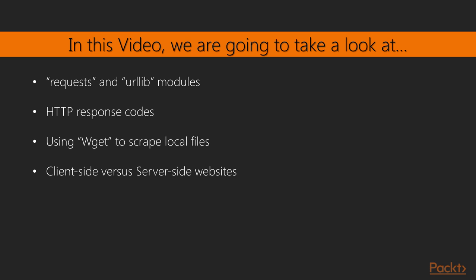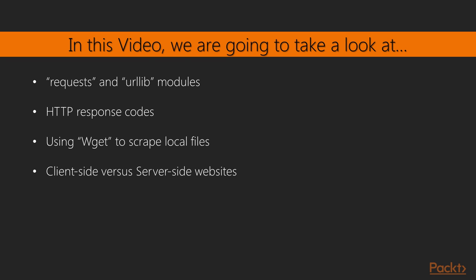Then, instead of getting the HTML from a website during the execution of your script, you can download an entire website's HTML in advance, and then load the HTML from local files. This might be better for debugging, so we'll look at wget, which is a very common tool for this. Finally, we're going to talk about the difference between client-side and server-side websites. It's important that we talk about this because otherwise you might get errors and you're not going to understand what the problem is.